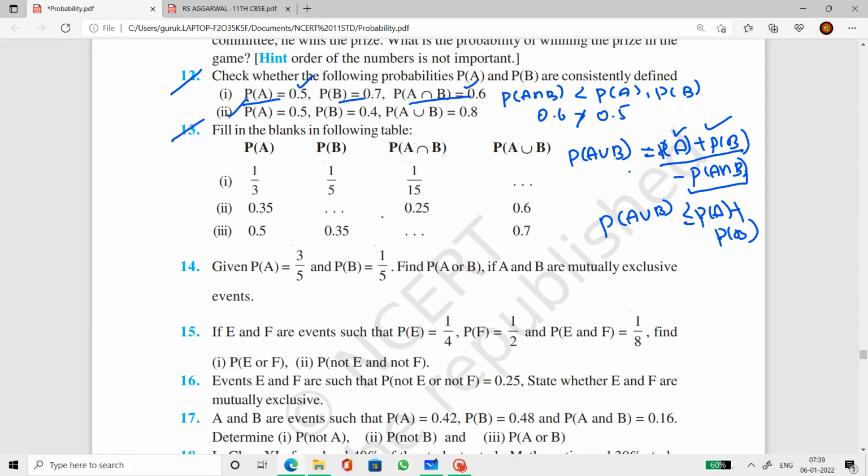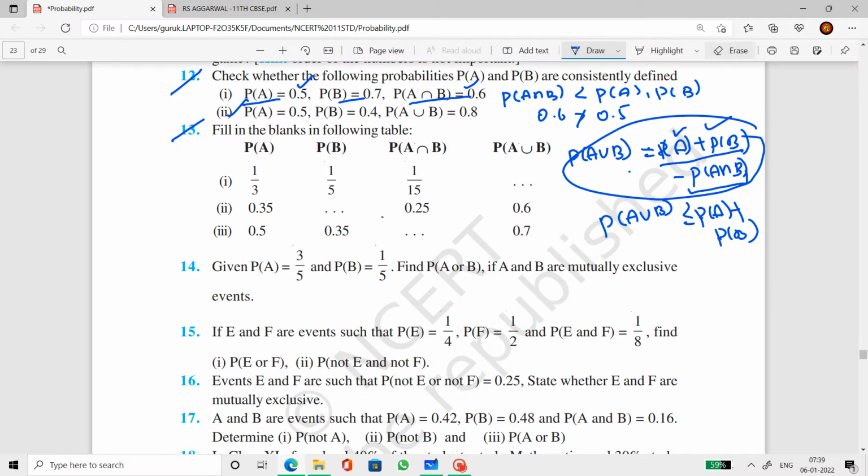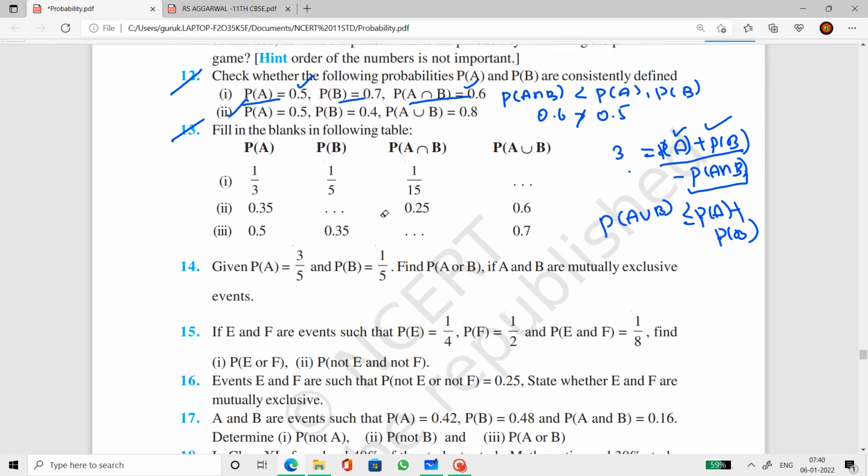13th question: P of A, P of B, P of A intersection B is given. They want us to find P of A union B. And in each case, one of the pieces of information is missing. So just follow the addition theorem, which I stated here, and you will get the answer for the 13th one very, very comfortably. Now let's do the 14th question.